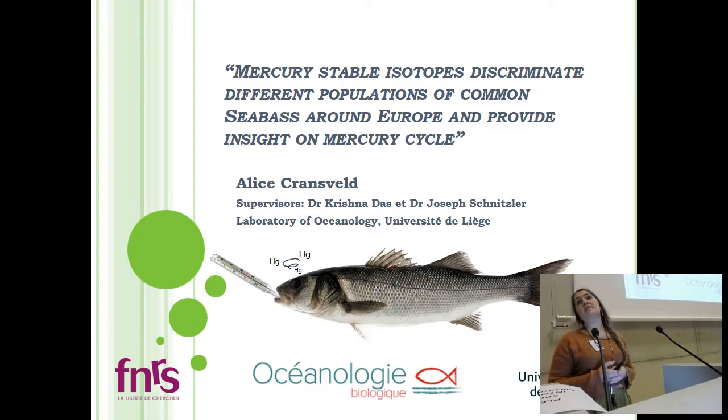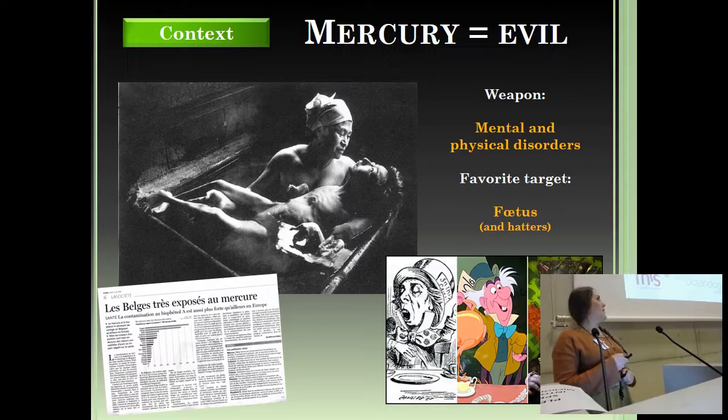I work on mercury in sea bass. Why mercury? Because it is very bad. It can cause mental and physical disorders, especially in the fetus. And despite the many measures taken in Europe to decrease the mercury input into the environment, the concentrations that we still find in many marine predators are still too high.